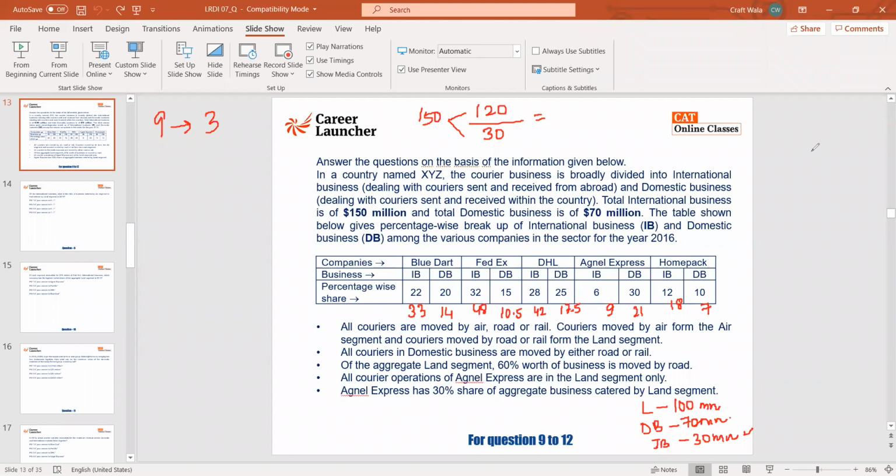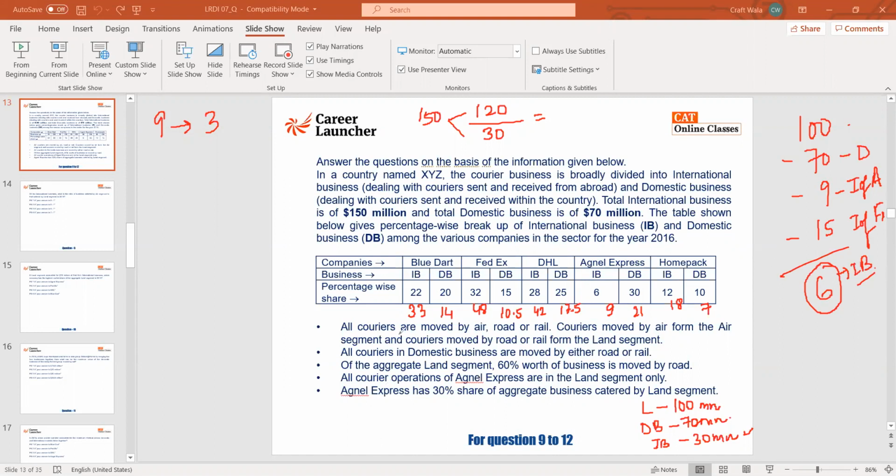Because there is a total of 100 million in land, out of which 70 will go to domestic. Next, 9 will go for international of Agnel, and 15 will go for international of FedEx. So the balance remaining is only 6. That means this 6 of international you can give to any other balance company, right?